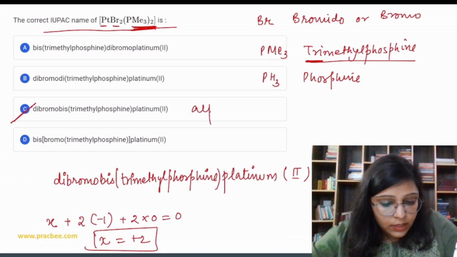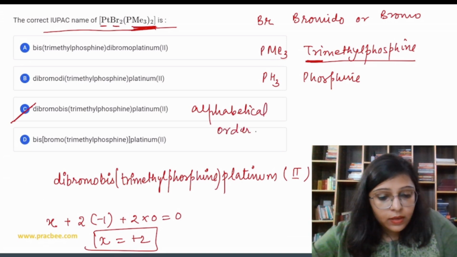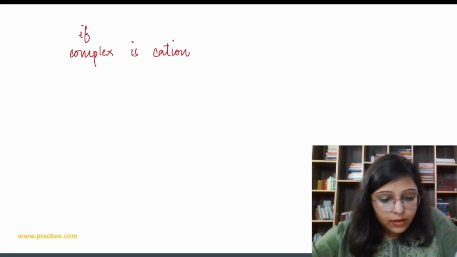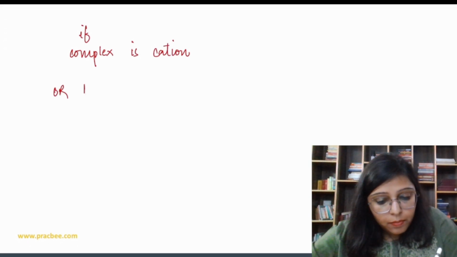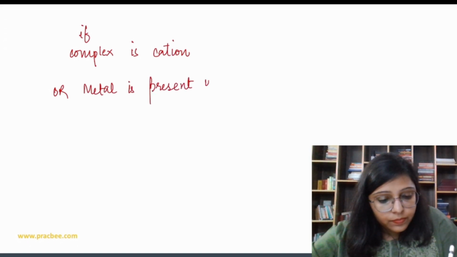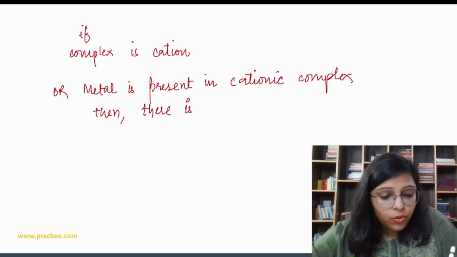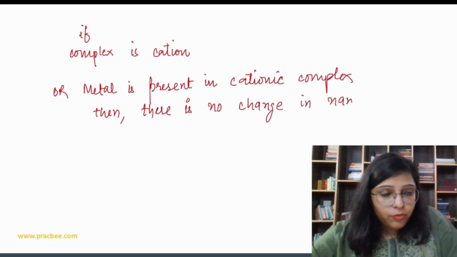We have to use alphabetical order. One more thing: if the metal is present in a cationic complex, then there is no change in the name of the metal.